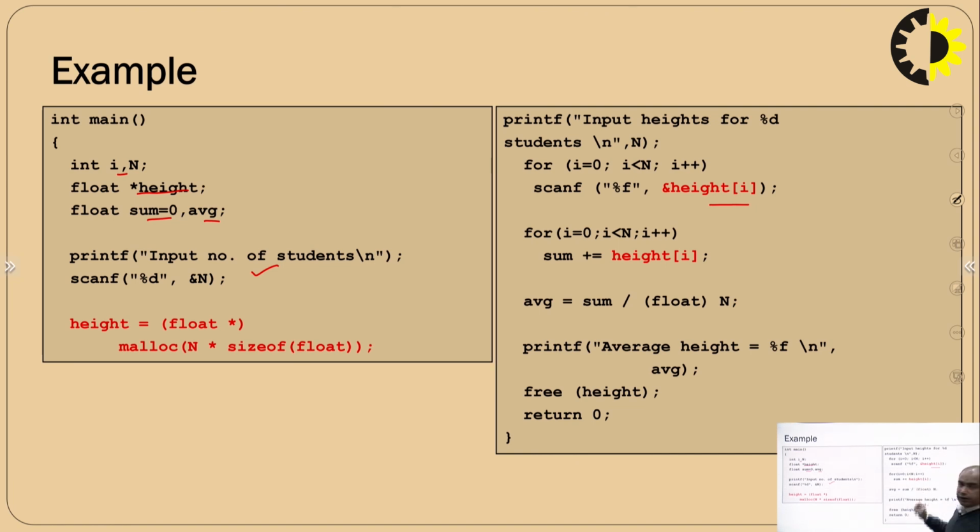Now if I am going to sum that array, for i from 0 to n, with sum initially equal to 0, each element will be added to sum. So average will be sum divided by float of n. So we are going to get the average height, and we are going to print the average value. Now we use the free function. As we allocated the memory, we are going to free it.